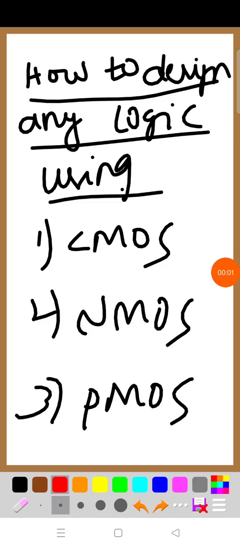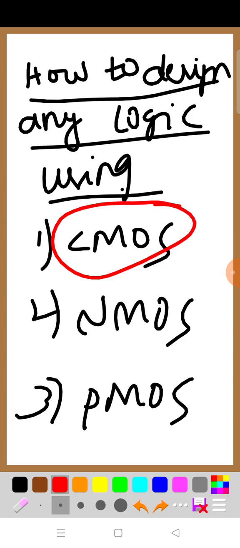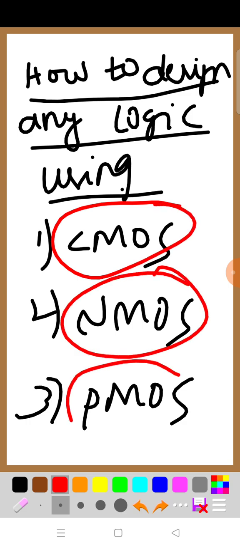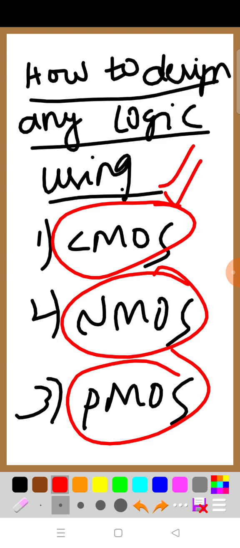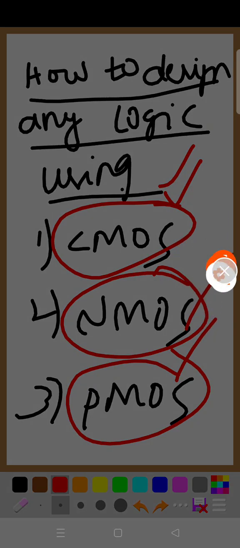Yeah, welcome back. In this class, we are going to design a very important topic regarding unit number 2. The topic name is how to design any logic using complementary MOS transistor and NMOS transistor and PMOS transistor. First of all, we will talk about the complementary MOS transistor and later we will discuss NMOS and PMOS. Is it clear to all of you?